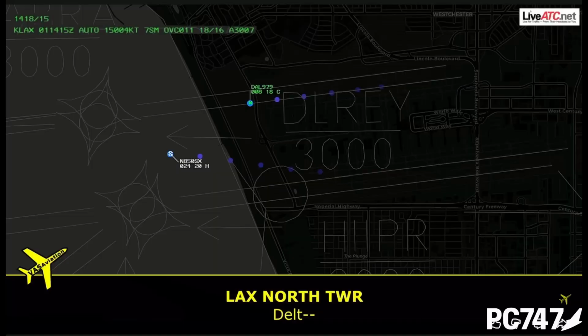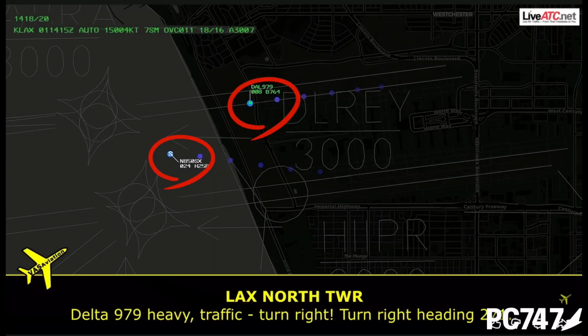Delta 979 heavy, traffic, turn right heading 271.